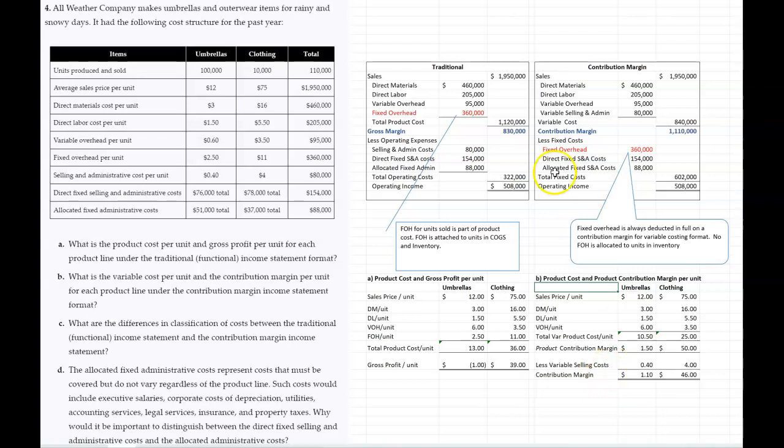And the big difference between the two methods is just fixed overhead. In here, fixed overhead is attached to inventory. On a contribution basis, it is not. It's deducted in full, okay? So that's the difference. This is gross profit, and that's contribution margin. That's A and B. Differences in classification is simply that fixed overhead. Okay, that's the difference right there.